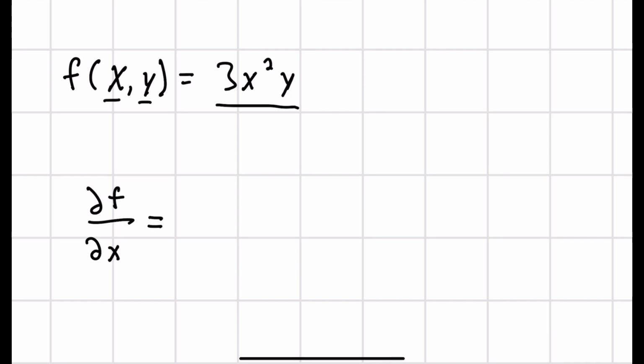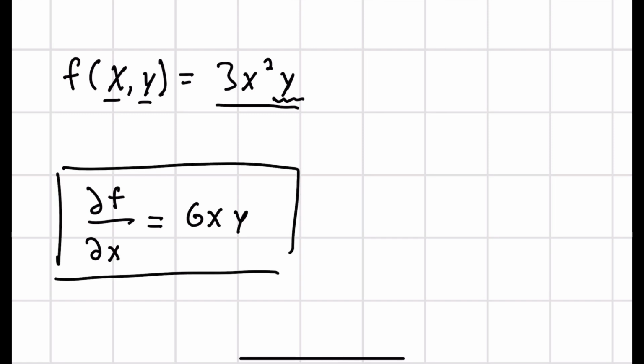And to find the partial derivative in respect to x, you want to treat the y as a constant. So the derivative of 3x squared is simply 6x times y. And this will be your final answer.